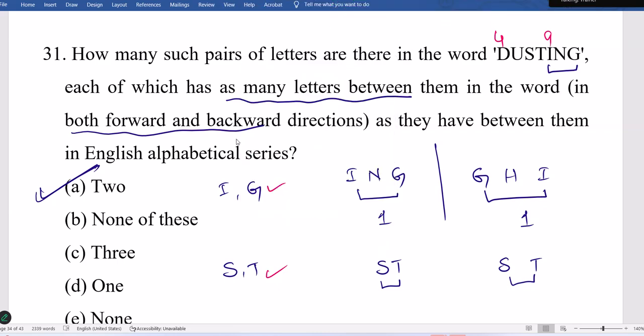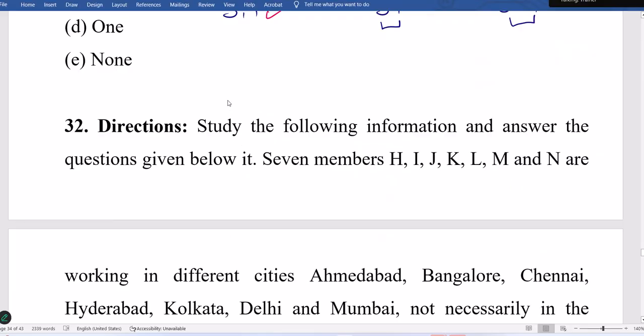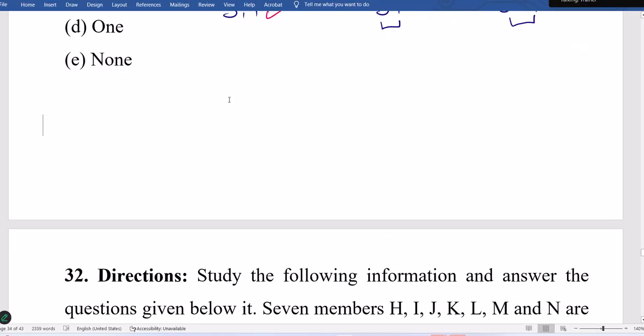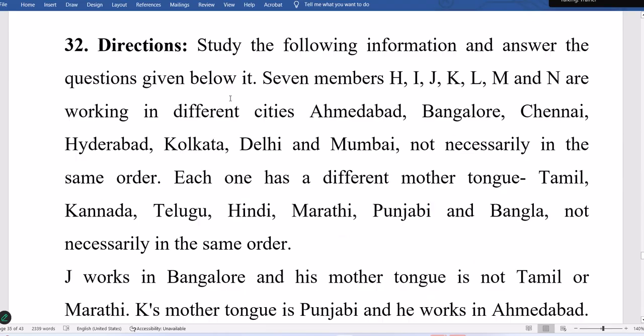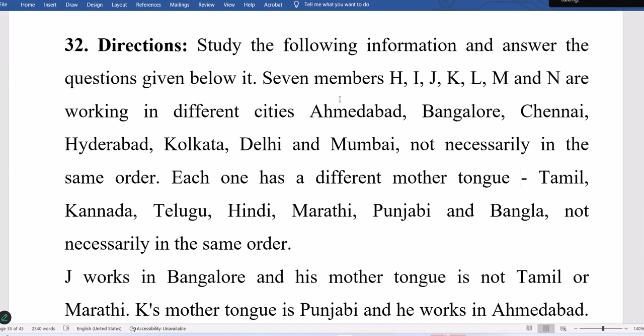2 only. Okay. Now let's see puzzle related questions again. Reasoning stuff. 7 members. Now it's not about Bangladesh and all, so it's a different thing. Right, 7 members, 7 different cities, 7 different languages. You can note down those 7 members' names: H, I, J, K, L, M, N. It's continuous from H to N. They are working in 7 different cities: Ahmedabad, Bangalore, Chennai, Hyderabad, Kolkata, Delhi, Mumbai, and 7 different mother tongue languages.